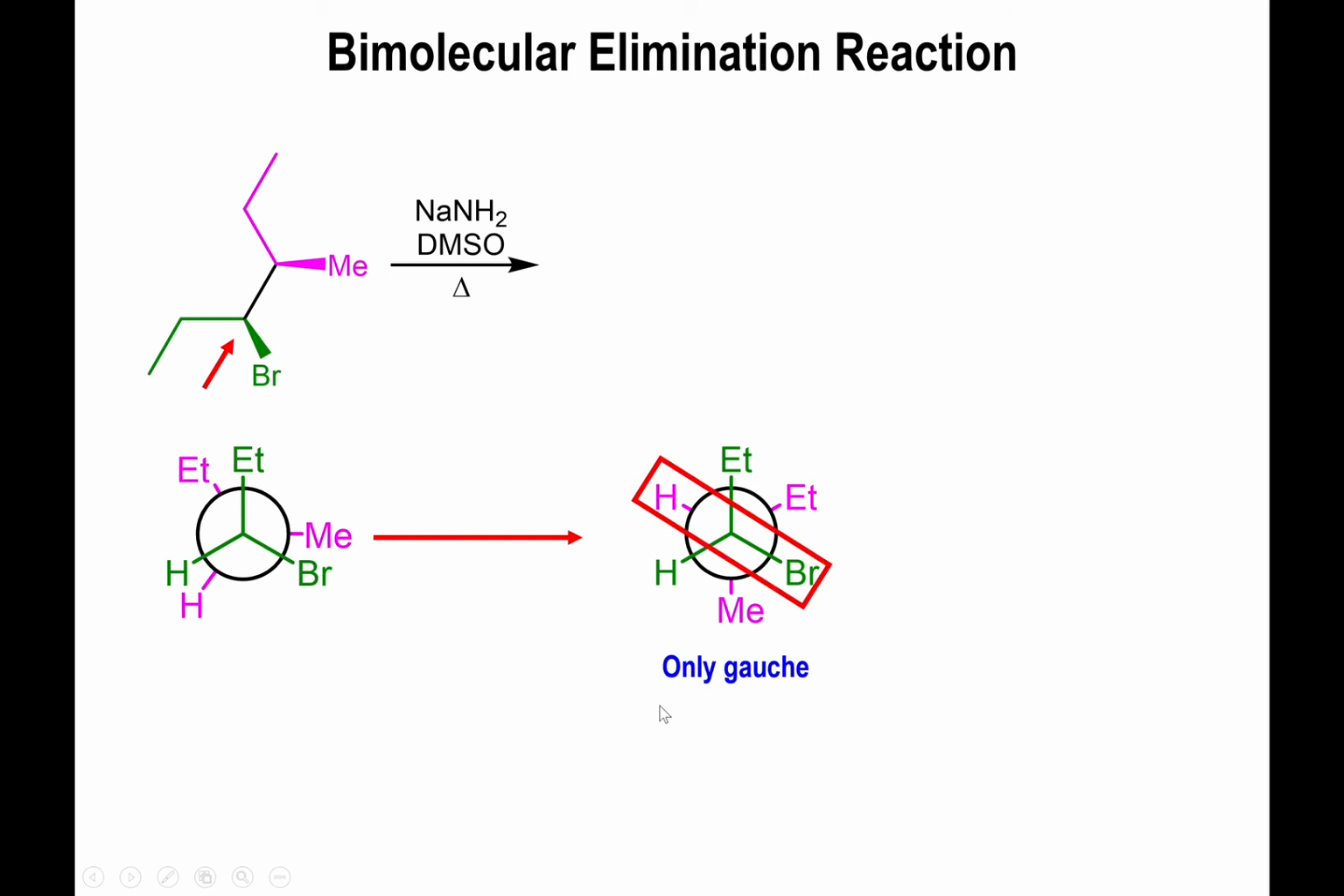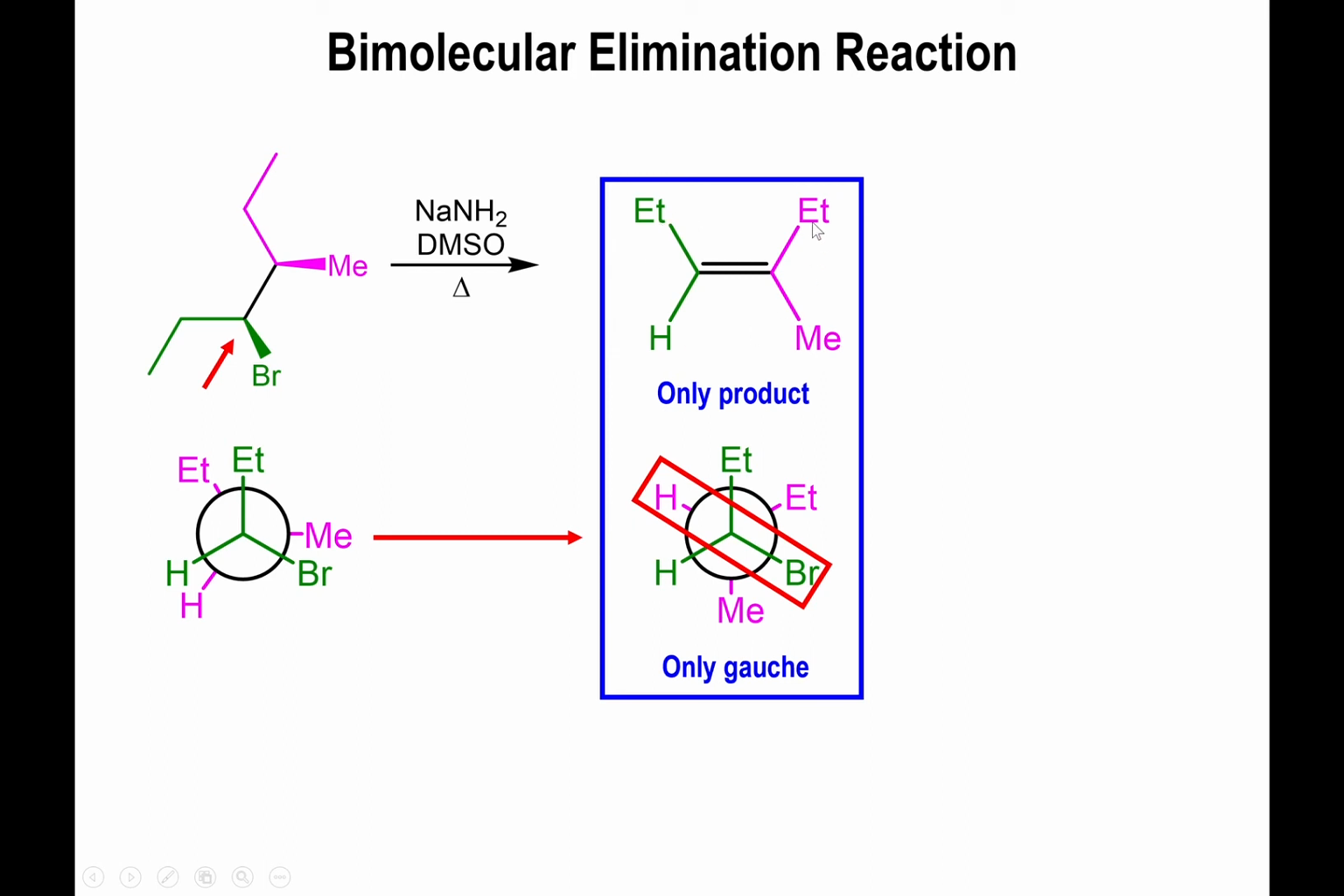So this is ready to undergo that elimination. And notice that in the back portion of the molecule, you only have one hydrogen. So this is the only Newman projection you need to concern yourself with. Above the box that we drew in here, we're going to have ethyls next to each other. Below, we're going to have hydrogen next to methyl. And so your alkene ends up being the following. And this is the only product you expect to get from it.